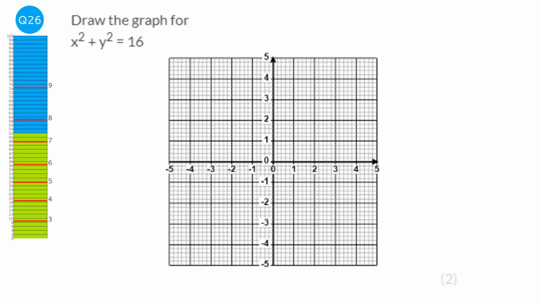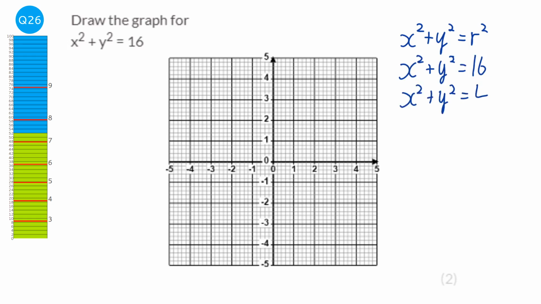This question relies on the fact that you know what the equation of a circle is. And the equation of a circle is x squared plus y squared equals r squared. Now r is the radius of the circle. So when I rewrite this, and I write it with our 16 there, we can actually rewrite 16 as 4 squared. Okay, comparing this equation to this equation, we can see that r is 4.